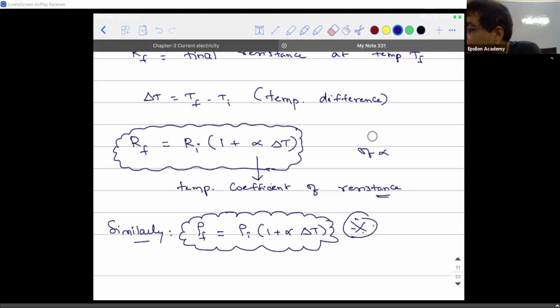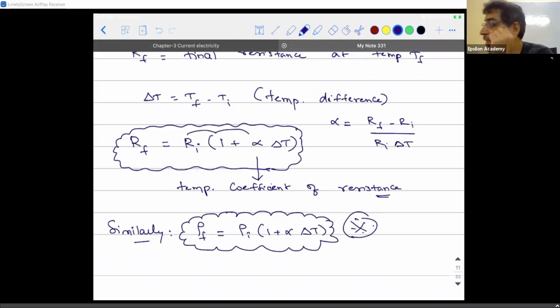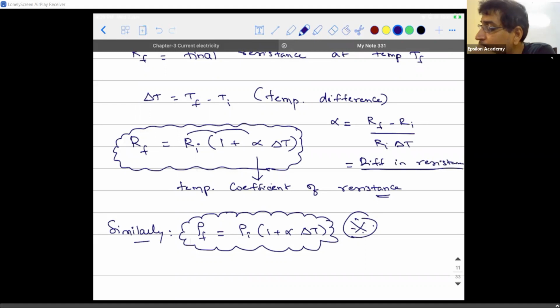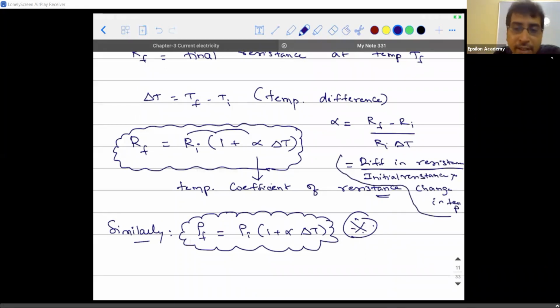Before we see the SI unit of alpha, let's define it. Alpha is equal to, if I rearrange the equation, by multiplying Ri with both the parameters, Rf minus Ri divided by Ri into delta T. So Rf minus Ri is the change in resistance divided by the initial resistance into change in temperature.